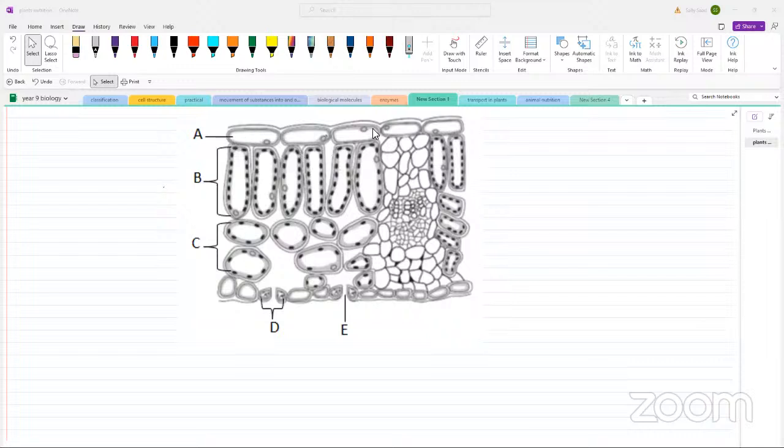Okay. Also, A is transparent, and being transparent, it allows the sunlight to penetrate it to go to the lower layer, the layer beneath it. Okay, so the upper epidermis doesn't have chloroplast. The main function is protection.